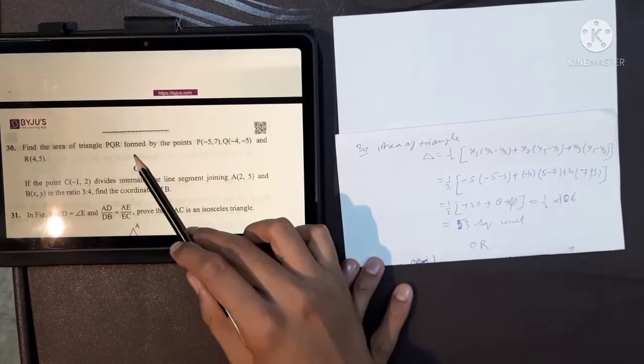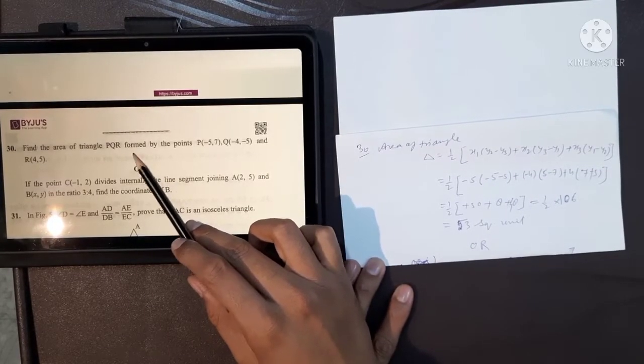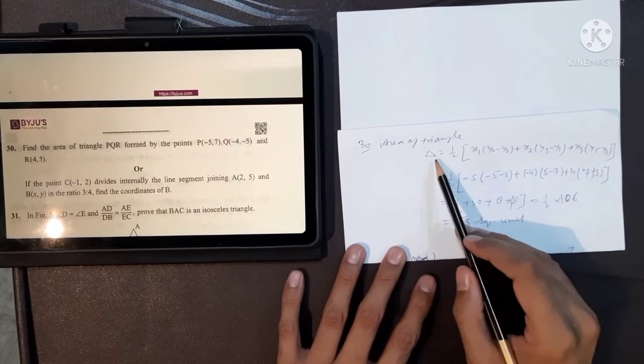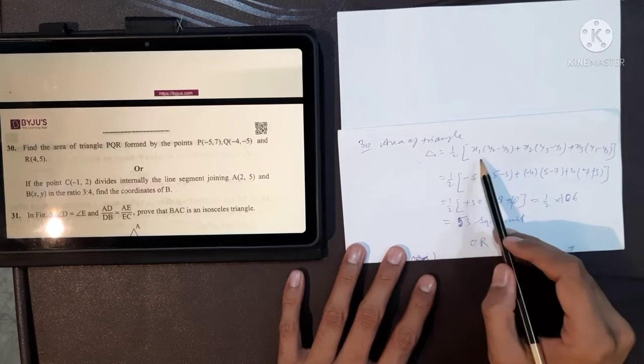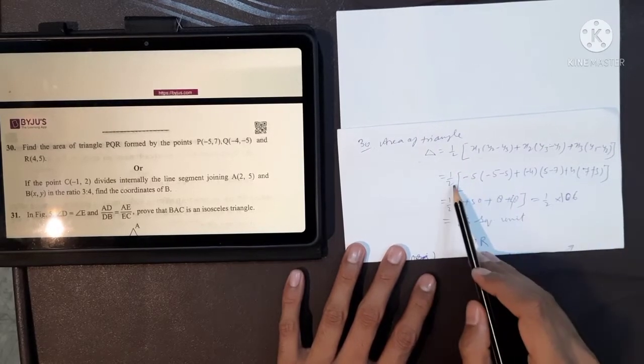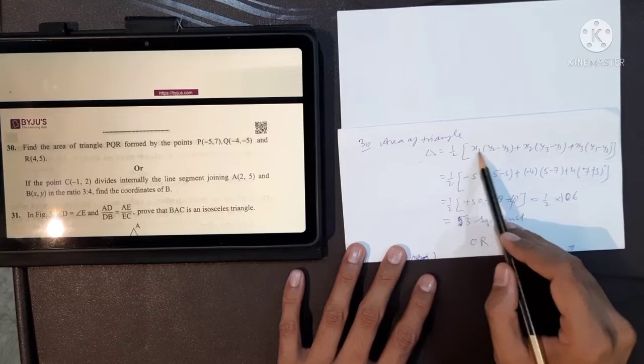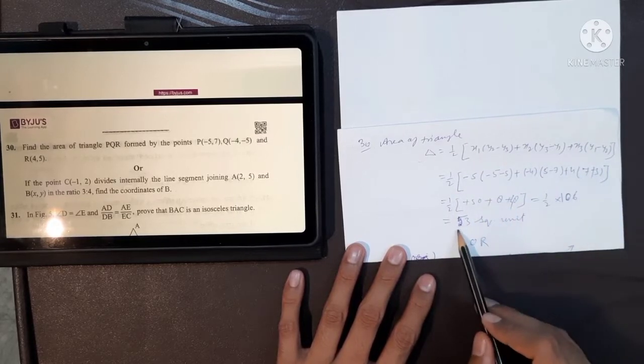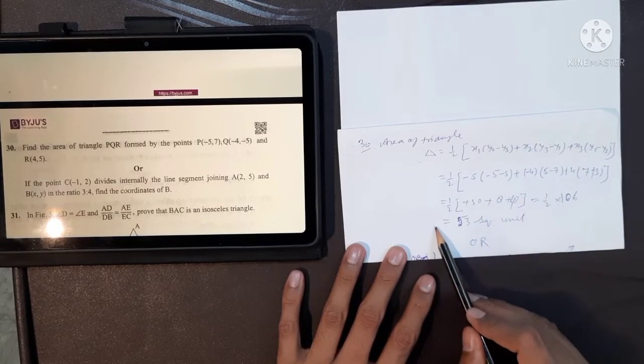For question number 30, we have to find the area of triangle. We simply know the formula for area of triangle as this, so we substitute those values directly to get 53 square unit as the answer.